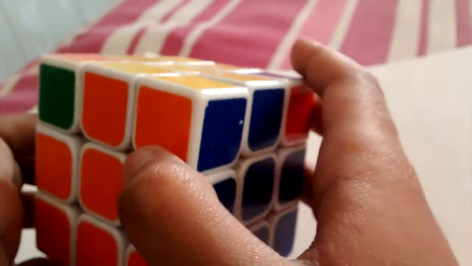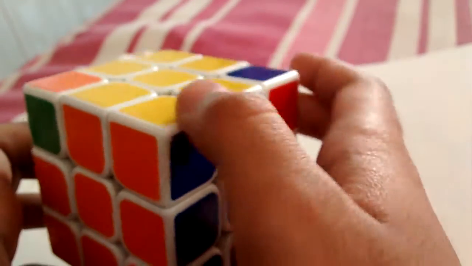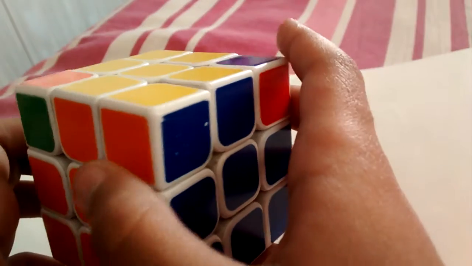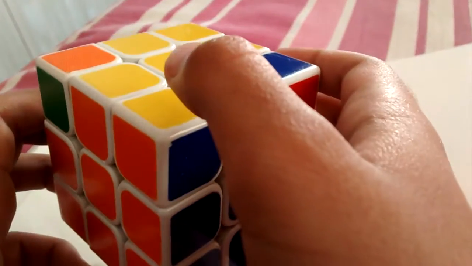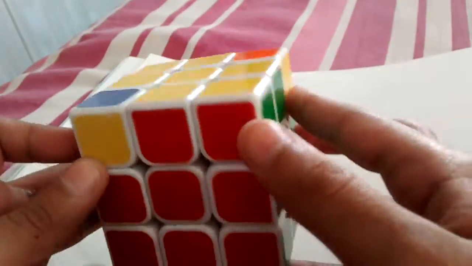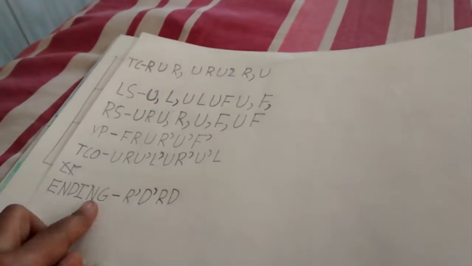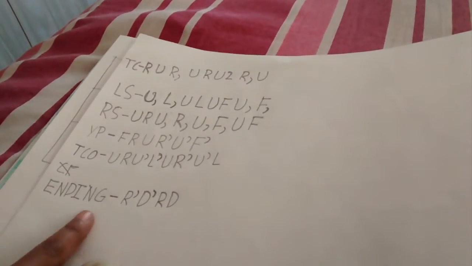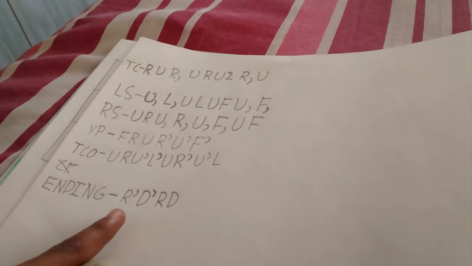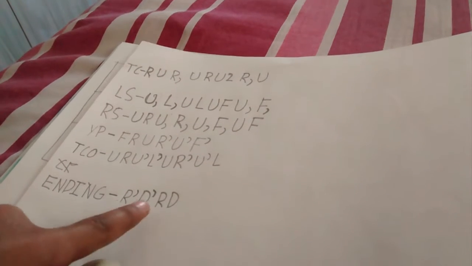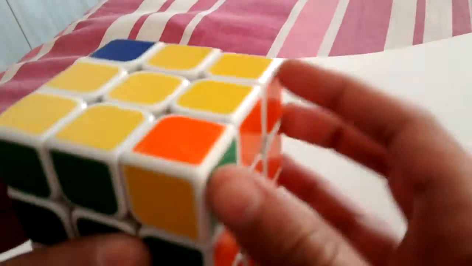Now these both are not correct. But orange and blue have already come to their places, and yellow also. Only these both are left. So now you have to make them also like these both. Now this is the ending formula. It's very simple. R comma D comma R D. Now do it where it is unsolved.